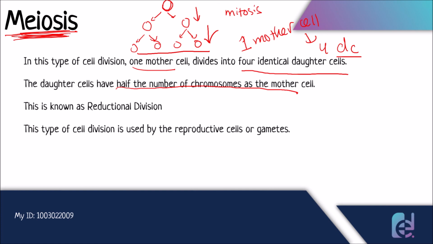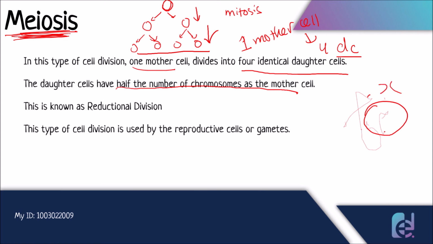So then, as this has half the number of chromosomes, meaning if we have this as the, oh sorry, I don't know what's happening. Yeah, so we have this as the mother cell. Excuse me, sorry for the inconvenience. Yeah, we have this as the mother cell.